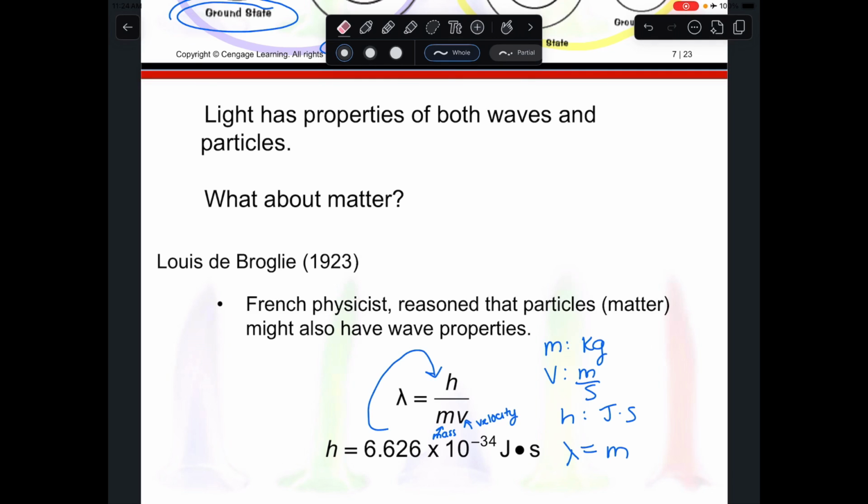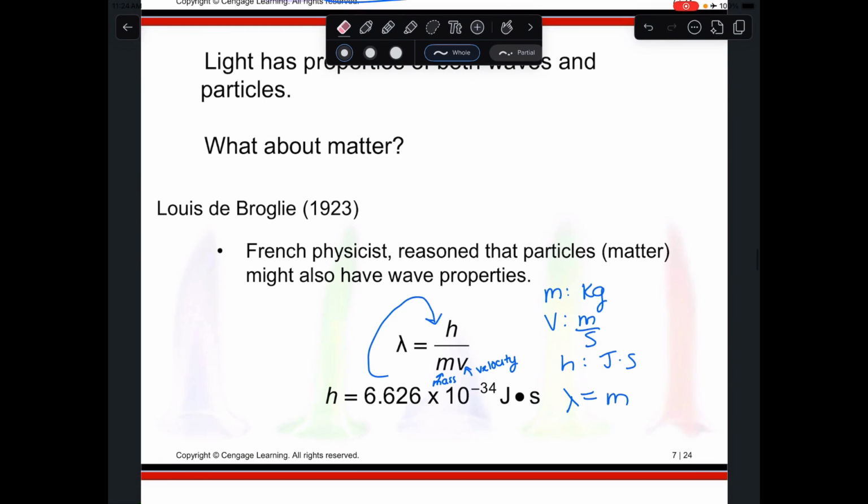We've talked about this a couple of times. Light has properties of both waves and particles. Einstein and Max Planck discovered that. And so we're going to fast forward to 1923, and we have Louis de Broglie, a French physicist who put together a couple more equations relating wavelength, mass, velocity, and also Planck's constant that we talked about prior.